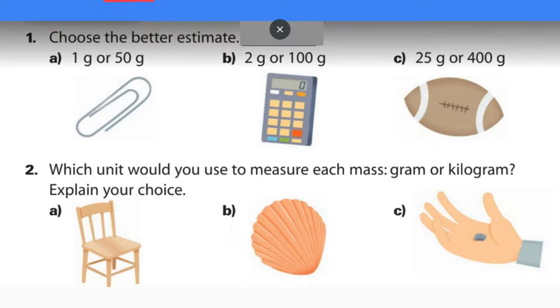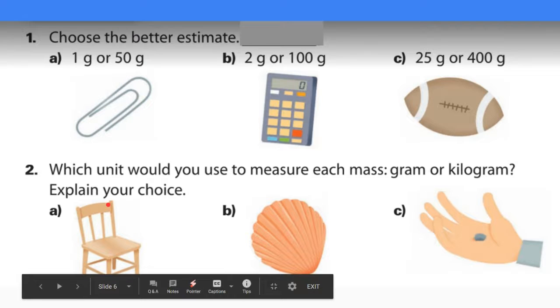All right, so now we're going to think about choosing the better estimate. For a little tiny paper clip, think of putting one in your hand and feeling how heavy it is. It's closer to 1 gram. So a paper clip is about 1 gram, the mass of it. If you were to think about a calculator, I know that's a lot heavier than a paper clip, but I wouldn't say 2 grams. I would say it's about 100 grams. Footballs aren't very light. I would say probably closer to 400 grams. I definitely think that a football would weigh more than a calculator.